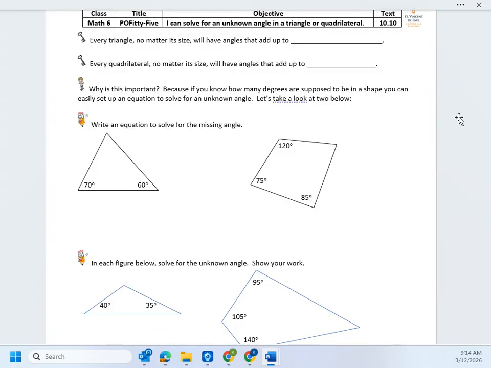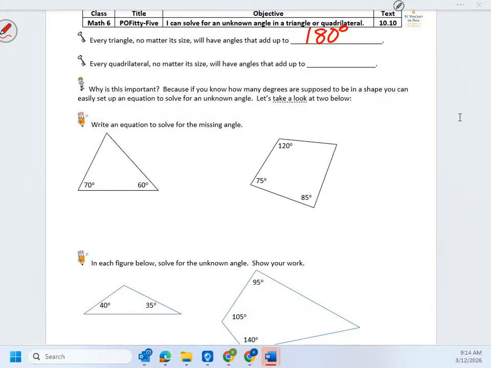So to do this, first thing we have to remember is what degree measurement all triangles will always equal to. What is our magic number of any? 180 degrees. So every time we add up those three angles, it will always be 180 degrees.